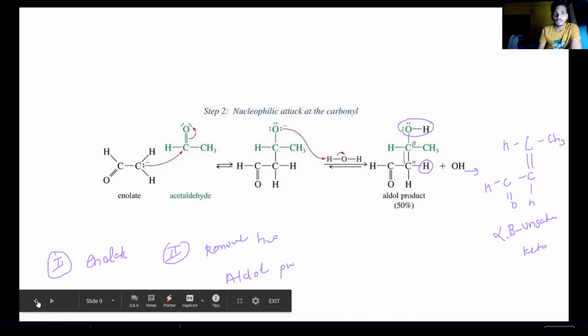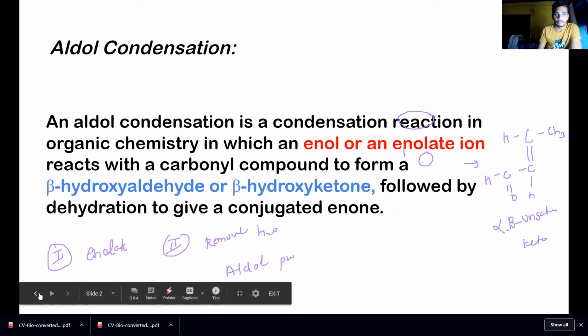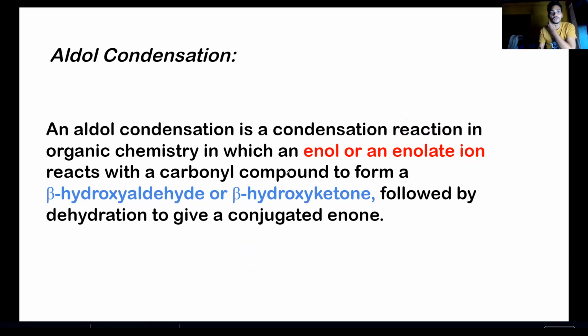So what have we understood? See, again, I'm going back to the definition point of view, because we just discussed the mechanism. So what is aldol condensation? Aldol condensation is a condensation, so obviously removal of water should be there. But what is the reaction? The reaction is happening between whom? Enol. And how is enol formed? There is a negative charge on the carbon which is next to the carbonyl group. As there is a negative charge, it acts like a nucleophile, which attacks the second molecule.